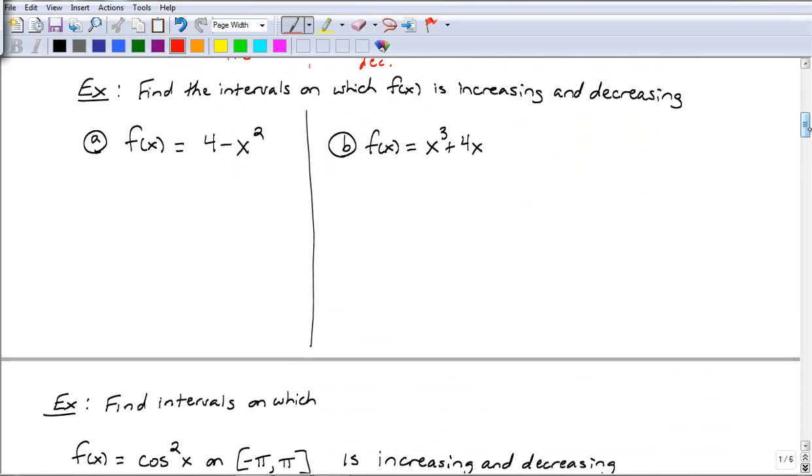And here they're asking me to actually find the intervals where it's increasing and decreasing. To do that, I have the function. If I want to figure out where it's increasing or decreasing, I have to look at the derivative. The derivative is positive, it's increasing. The derivative is negative, it's decreasing. So first I take the derivative of this function. In this case, it's negative 2x.